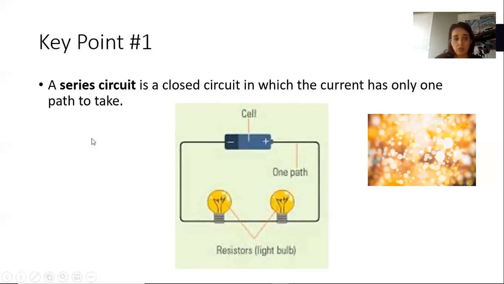Draw this into your notes, and make sure you label this correctly. If you need to, press pause now to make sure you have this down.